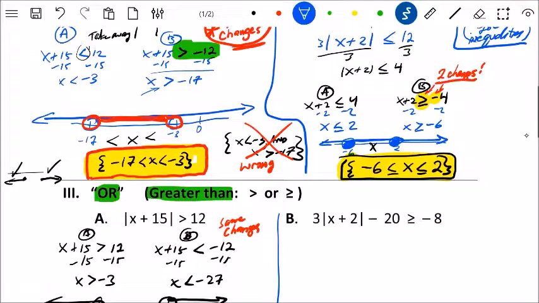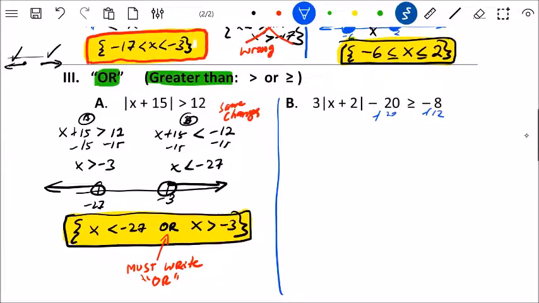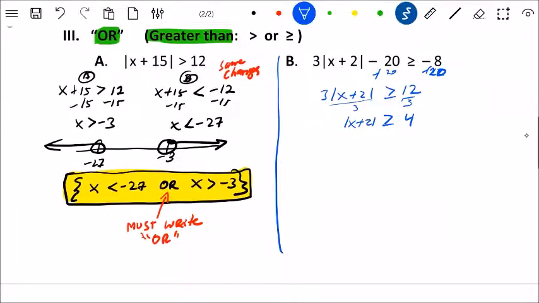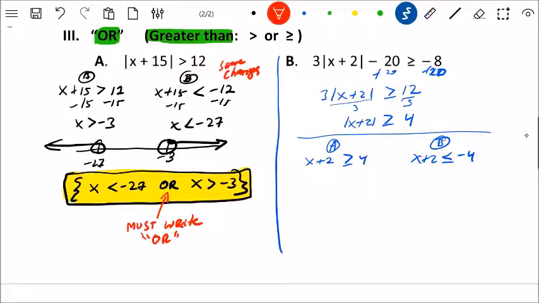Now this other one ends up being the same type of thing as above, where we have to clean it up first. So I'm going to add the 20, and x plus 2 is greater than or equal to, whoops, I put 20 when I know it's 12. And then I'll divide by the 3. Now that I have that, I can do the two cases. A, x plus 2 is greater than or equal to 4, and B, x plus 2 is less than or equal to negative 4. Two changes.